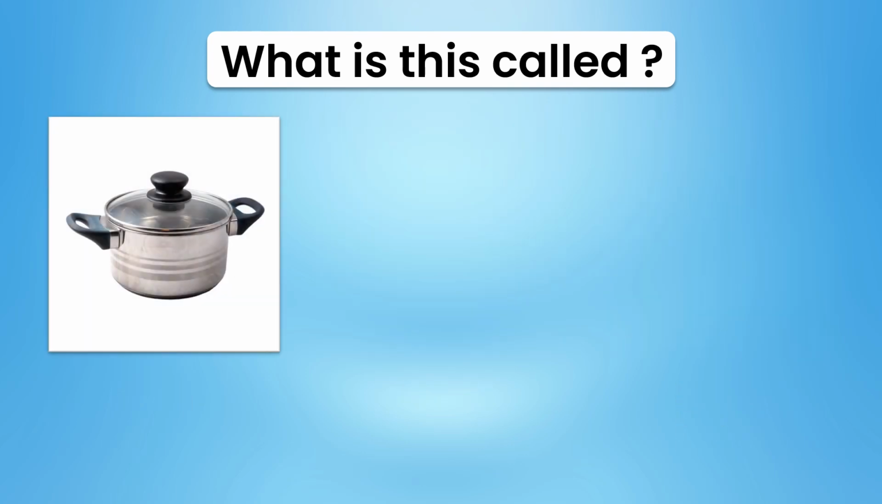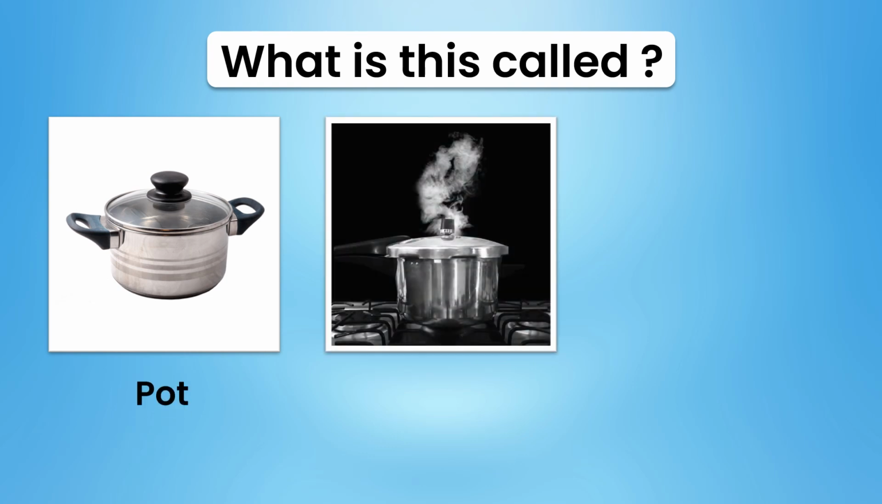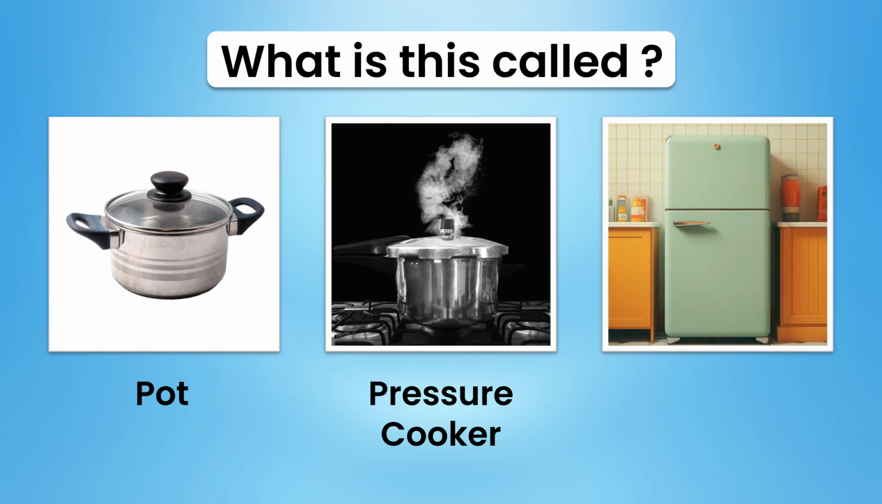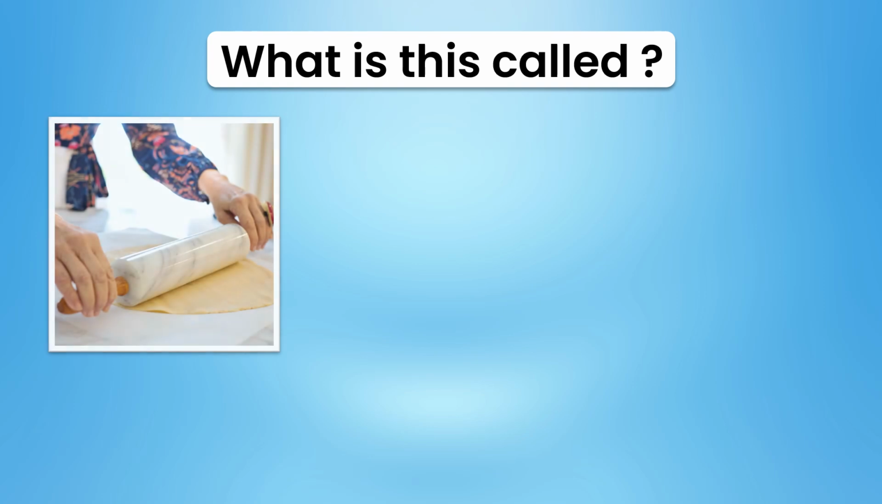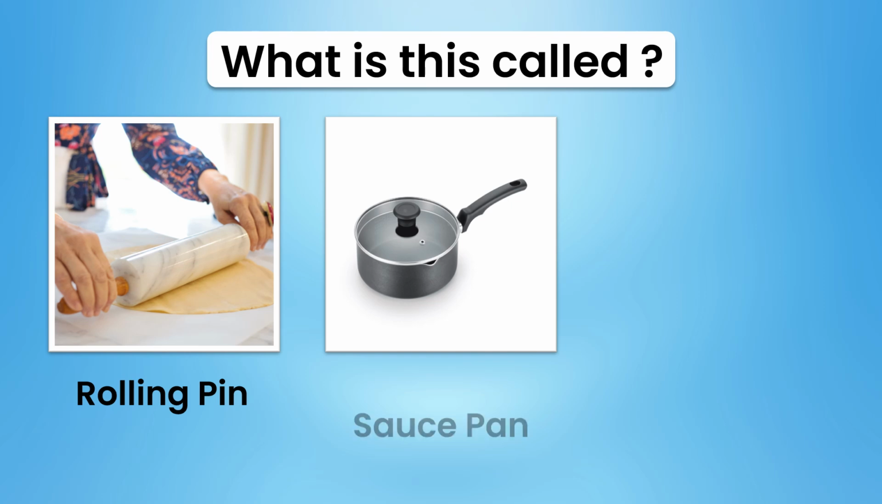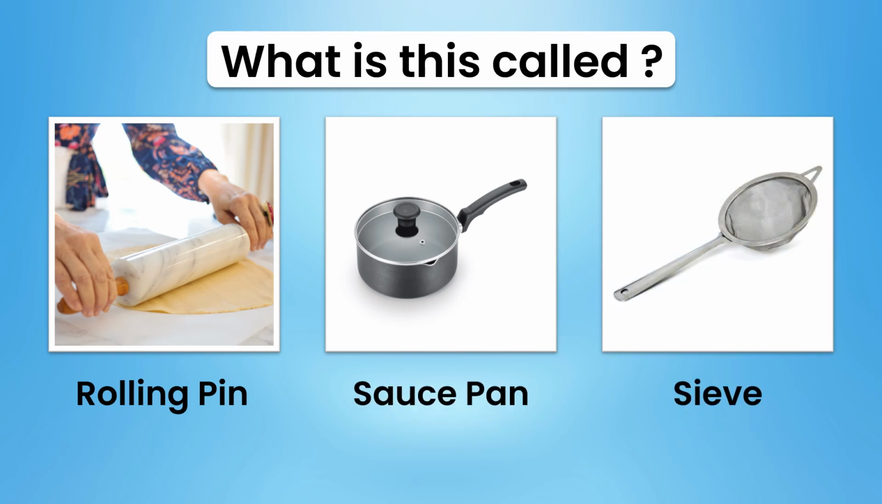What is this called? Pot. Pressure cooker. Refrigerator. What is this called? Rolling pin. Saucepan. Sieve.